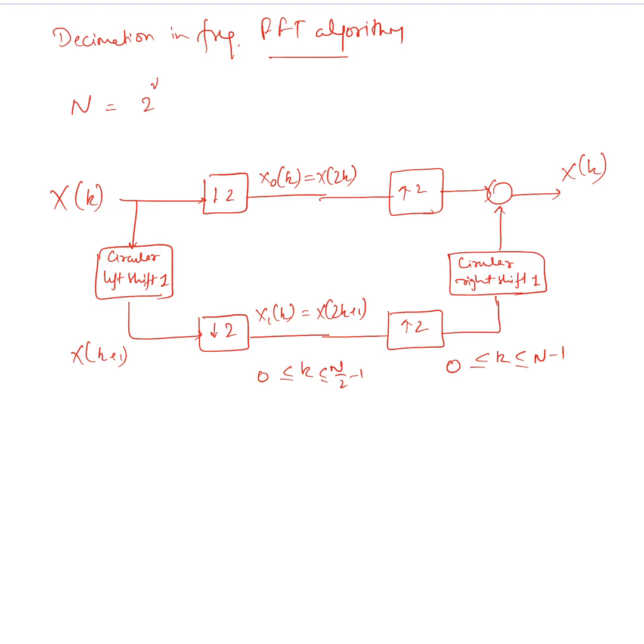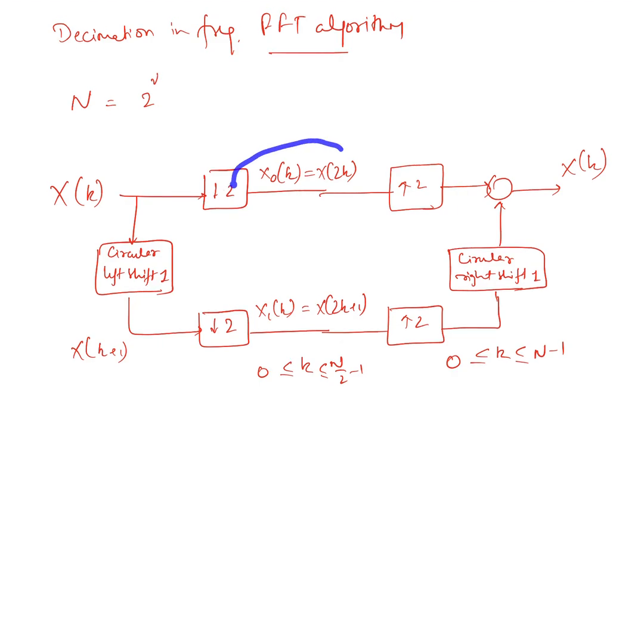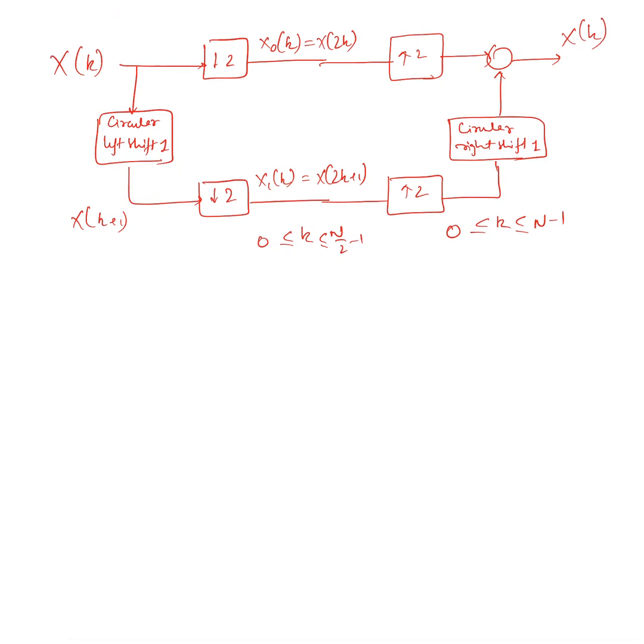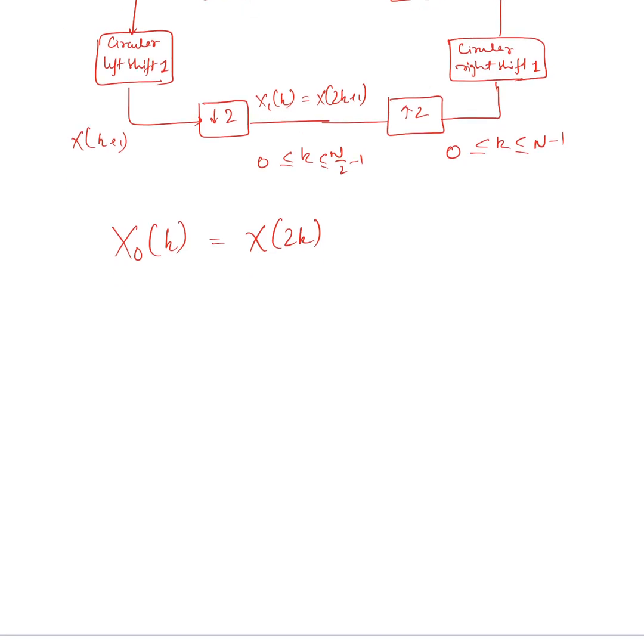But here in this figure, what we are seeing is that the DFT is compressed by 2, which is equivalent to sampling the discrete time Fourier transform at frequencies 2 pi k by N by 2. Let's write the expression. So the implicit periodic time domain signal represented by X0 of k, which is equal to X of 2k, would be a periodic sequence, right?